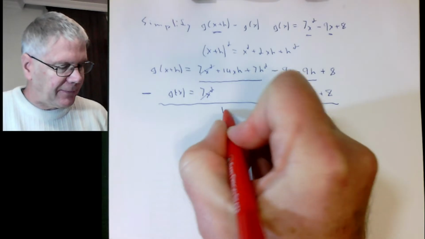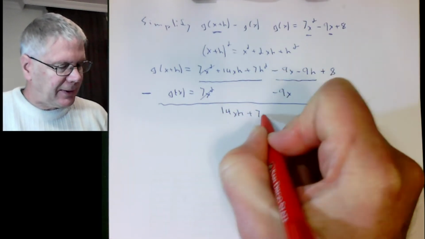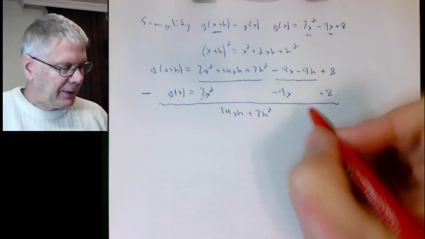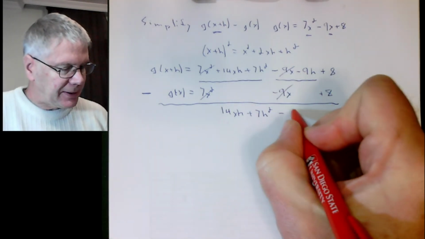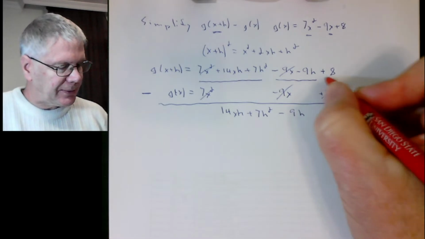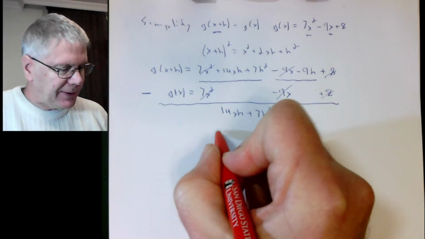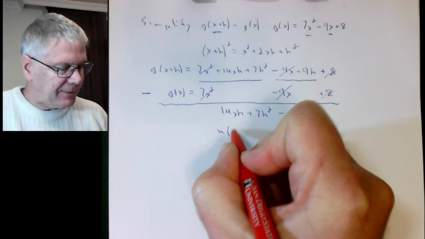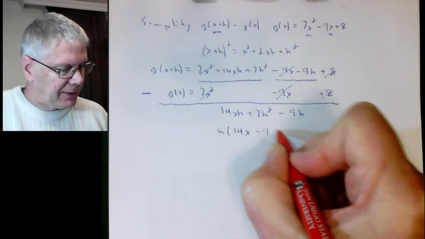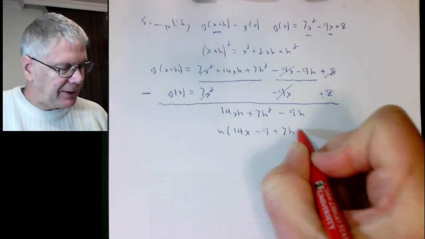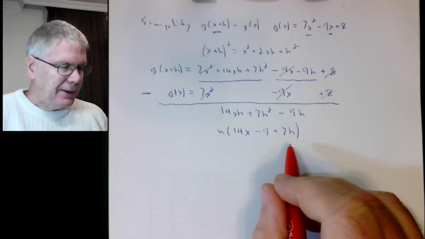I have a 14xh and a 7h squared. This is going to go away. I have a minus 9h, and my 8 goes away. And I can factor an h out of this, so this is h times 14x minus 9 plus 7h. So this is the answer to the problem as stated.